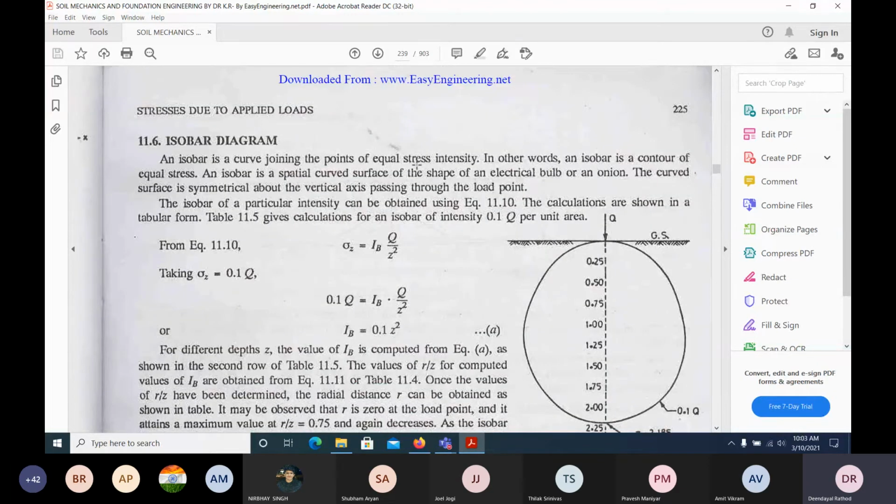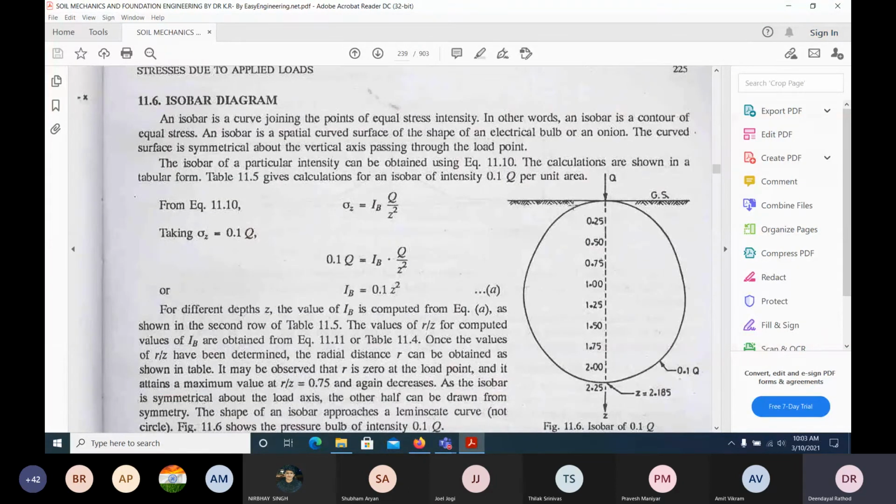Now coming to this particular isobar diagram. What this isobar diagram is all about is, if you draw a line of equal stresses, equal stresses in the sense of the same intensity. Suppose you are able to draw this particular bulb here, this is called the isobar diagram, like a bulb below that, of equal vertical stresses below the ground. Because of this load Q, there would be some stresses below the ground.